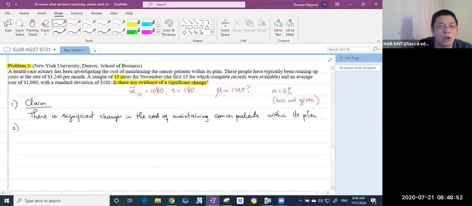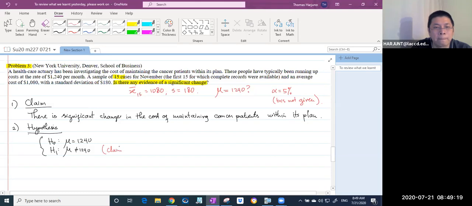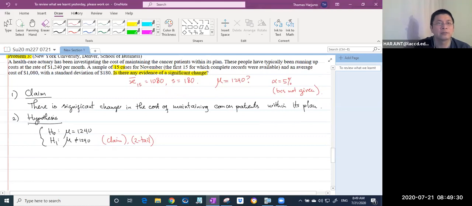So step 2, hypothesis. If it changed, it means it's not equal anymore. So the mu is not equal to 1,240. Here we see this is the claim, and because that's not equal, that's a two-tail test. Let's go on with test statistic.